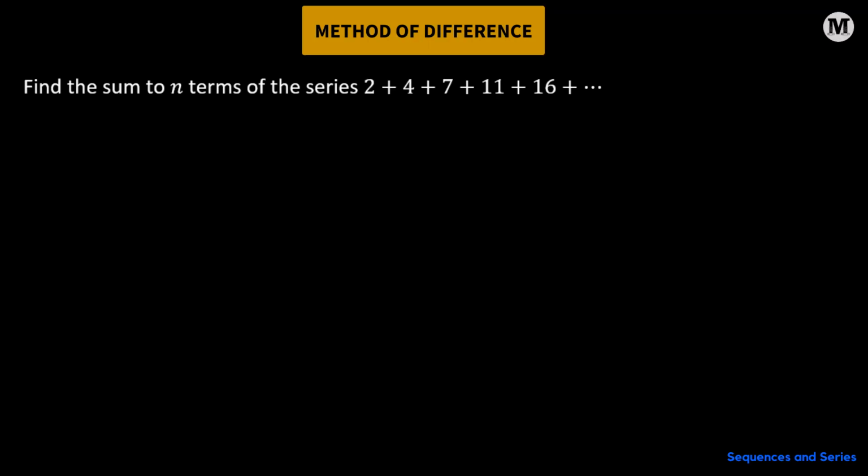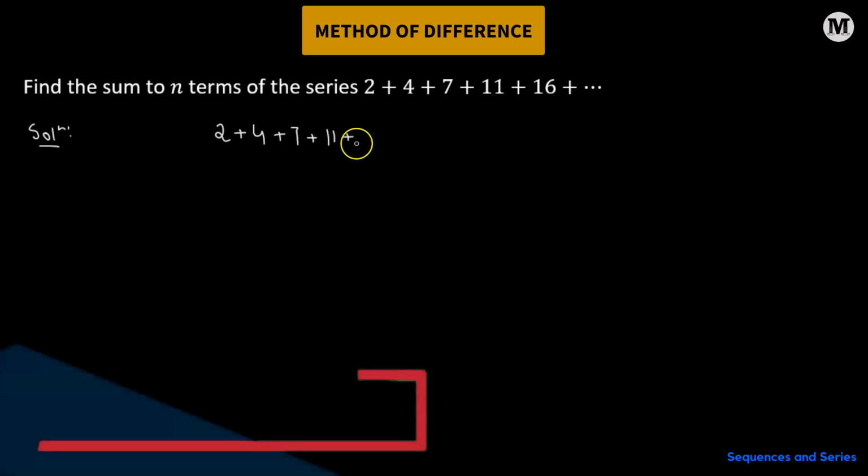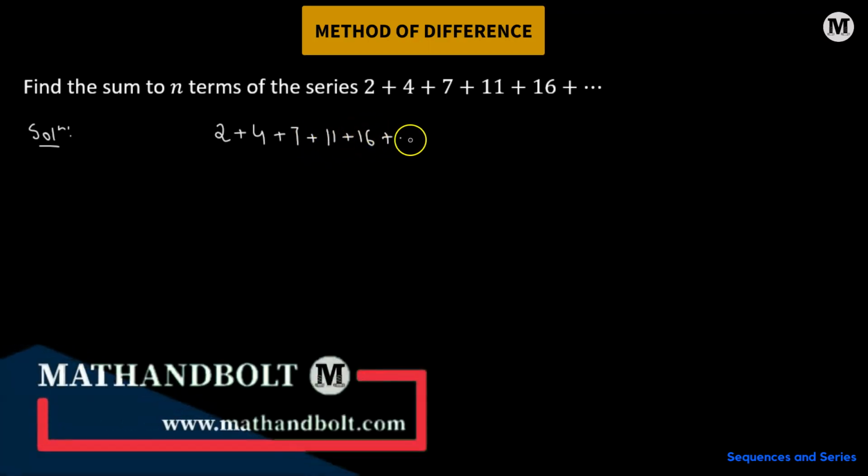Find the sum to n terms of the following series. Let us begin. Here we have a series with first term 2, followed by the next term which is 4. Then we have 7, then 11, and then 16, and we have the rest of the terms.